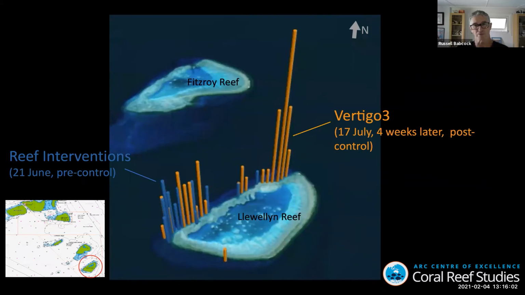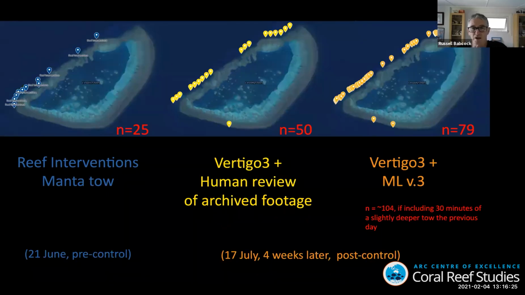But just to contrast the results again, the blue is the manta tow data from June, and the glider Vertigo3 data in July, less than a month later. So it's very similar. And in fact, despite the control operations, we found more starfish in July than we did in June. So I guess that highlights why we need to keep going back to these reefs until the starfish are controlled. Just thinking about the relative efficiency and the amount of information that these methods can provide.